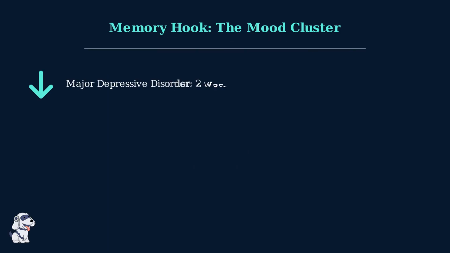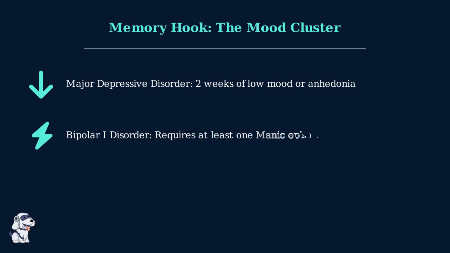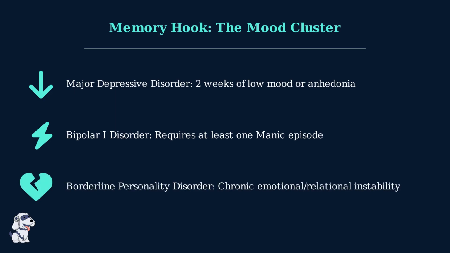We categorize these into a mood cluster. First, major depressive disorder is defined by a duration of at least 2 weeks, featuring low mood or loss of interest. Bipolar 1 disorder is distinct because it mandates the occurrence of at least 1 manic episode, which represents a state of elevated energy. Borderline personality disorder is characterized by chronic instability in emotions, self-image, and relationships. Grouping these helps recall the unique diagnostic criteria for each mood-related challenge.